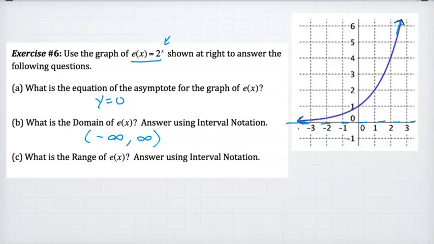The range is going to go from bottom to top. It is going to get very close to, it's going to really approach this 0, but it's never going to include that 0. So we're going to say it goes from 0 up to infinity. All right, this is our parent function. Now let's mess with it.